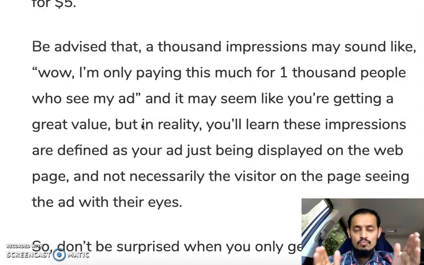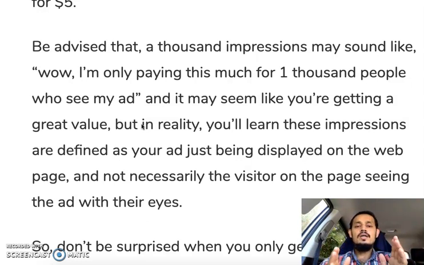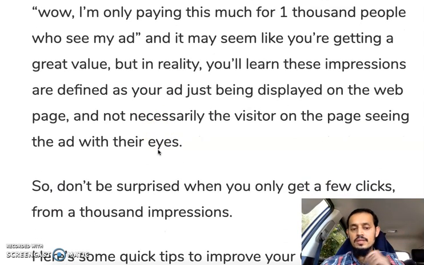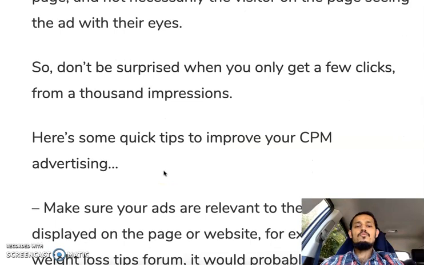For example, when you're browsing a blog or whatever, you don't necessarily always see the ads on the side, right? You just continue with the content that you read and scroll down. But if you do see the ad, you'll click on it if you like it. As I said, the impression is basically just your ad being displayed on the web page. That doesn't necessarily mean that someone is going to see the ad with their eyes. So that's one thing to bear in mind. Don't be surprised when you only get a few clicks for 1,000 impressions.